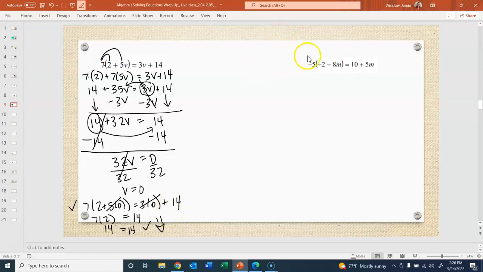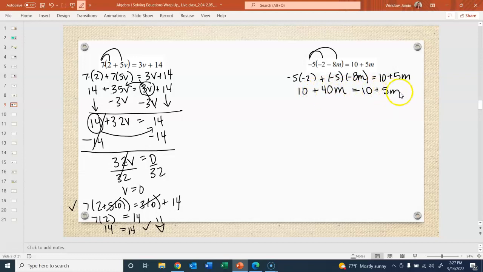It behaves the exact same way. We're going to distribute the -5. So we're going to have -5 times -2 plus -5 times -8m. We'll bring everything else down. Then it just becomes doing the math, right? -5 times -2 is a positive 10. -5 times -8 is a positive 40m.